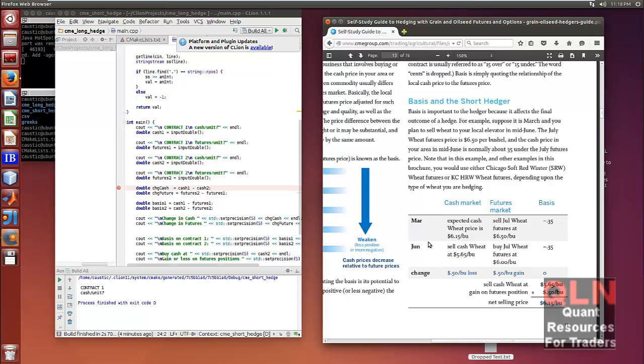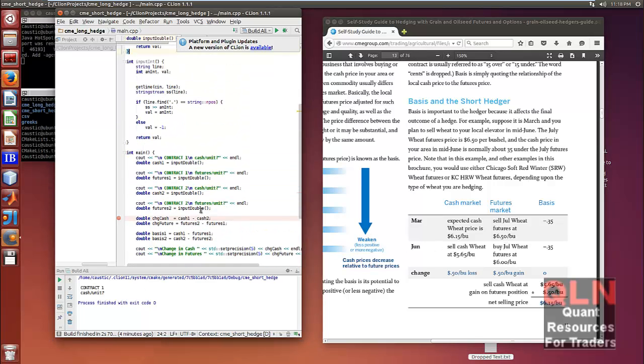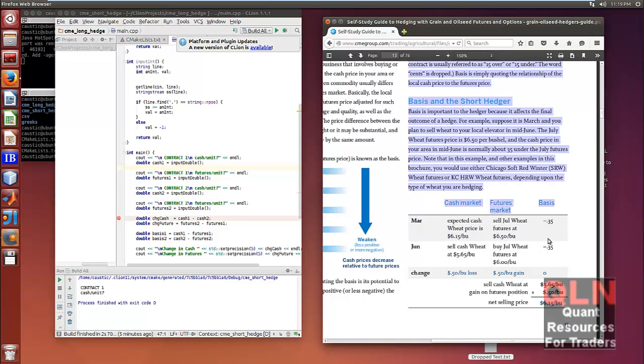Okay, so back to our example. Let me just go through our main function. All we really do is input the cash unit of contract one, so March and June. So this would be contract one, and then this would be contract two. Each one would have a component of contract one with a cash and then a futures. And we calculate the basis, and we do the same thing with contract two, the cash and the futures component.